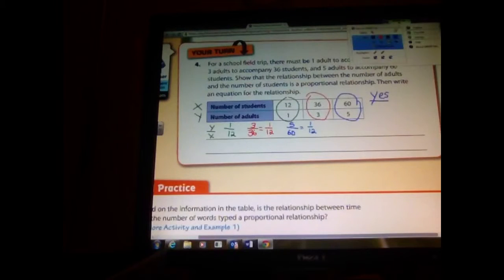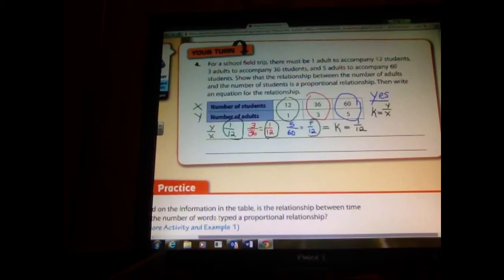Then we took it a step further. And we said that whatever this Y over X equals, and I will use the lowercase, I will use a K, is going to equal my Y over X. And this is on the page before this in the paragraph part. So now we're going to take this 1/12 we saw as a constant and we're going to call it K. So our K for this problem was 1/12. Okay? So all I did was I took this constant I got all 3 times and I'm now assigning it a letter and saying we're going to call it K.